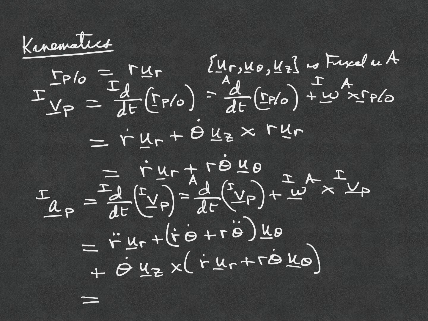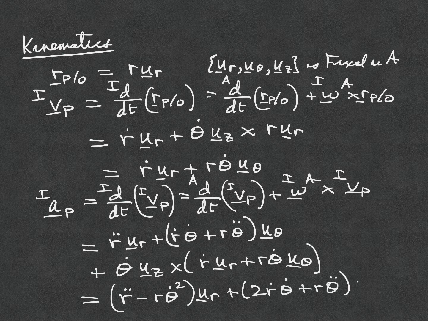Now, when you put all this together, you've got r double dot. Let's gather up all the u_r terms. So u_z crossed with u_r is u_theta. u_z crossed with u_theta is minus u_r. So you get minus r theta dot squared u_r. Now, the terms that involve u_theta, I've got r dot theta dot plus r theta double dot. But then I've got this term u_z crossed with u_r, which is equal to u_theta. So I get a 2 r dot theta dot plus r theta double dot u_theta. Now, to make this tractable as far as the kinetics goes, I have to apply Newton's second law, which I'm going to do next.